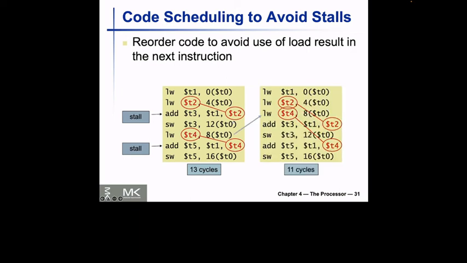But if we reschedule the code, then we only need 11 clock cycles. After 5 clock cycles, we finish the first instruction. And after that, every clock cycle will finish 1 extra instruction. So in total, we need only 11 clock cycles.